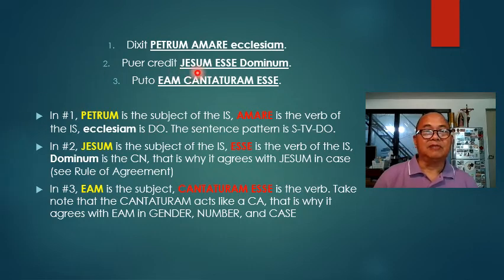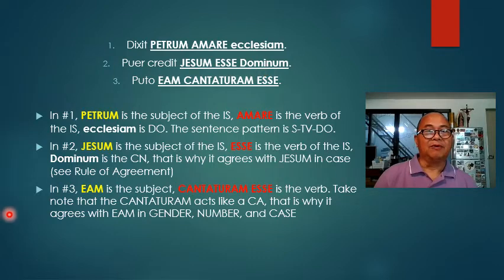The second example, puer credit Jesum esse Dominum. So Jesum is the subject, esse is the infinitive verb, which is the verb of the indirect statement, and Dominum is the complement noun. So the pattern is subject, linking verb, complement noun. And rule of agreement, the complement noun agrees with its subject only in case. Jesum is accusative, Dominum must be in the accusative.